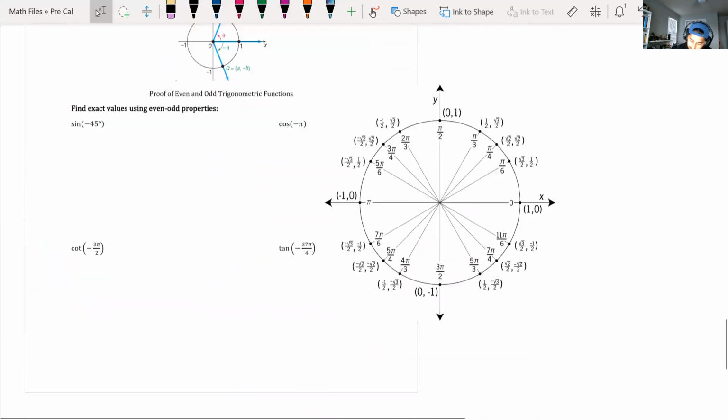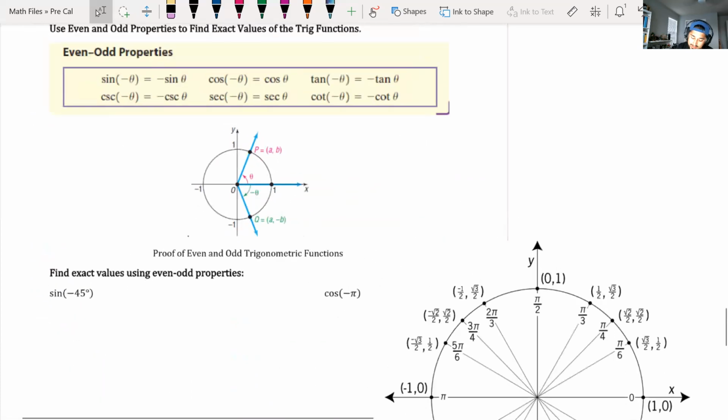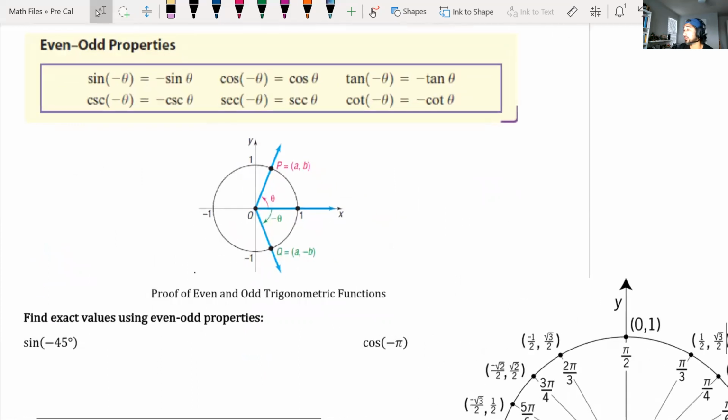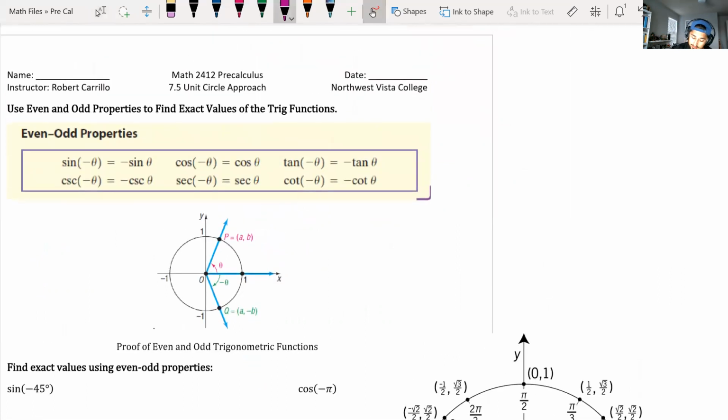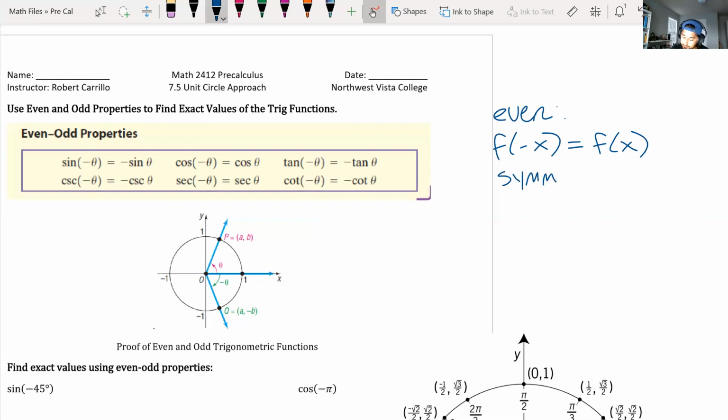Okay. Well, next is the even and odd properties of your trig functions, which is also important. So remember what it means to be even and odd? This is an algebra review, right? To be an even function, algebraically, this means if you plug in -x for every x, you'll get the original function back. That's algebraically. Graphically, to be even, you are symmetric about the y-axis.